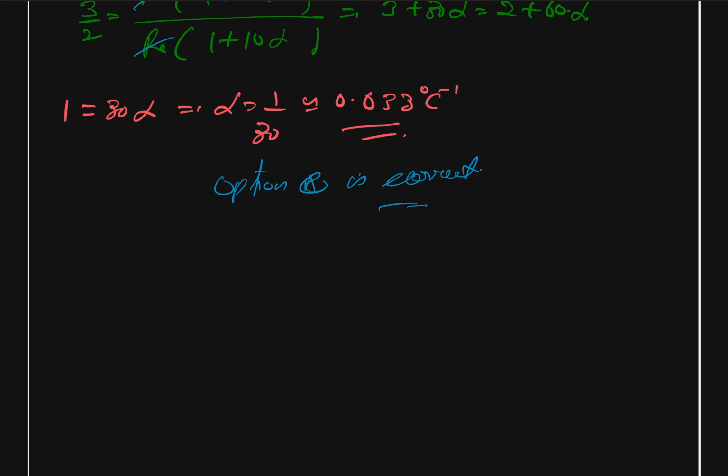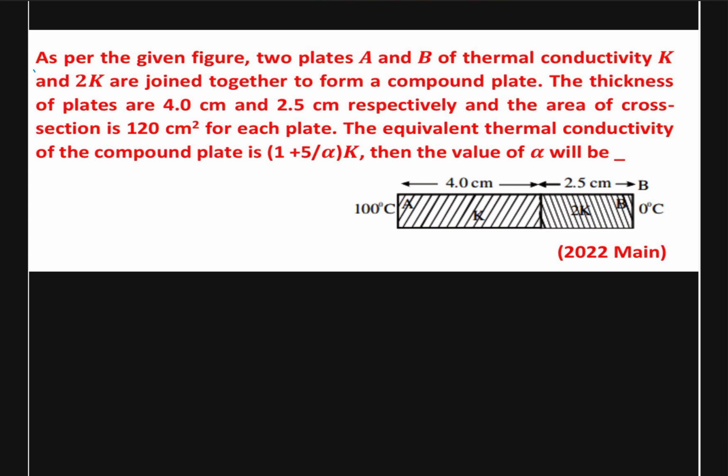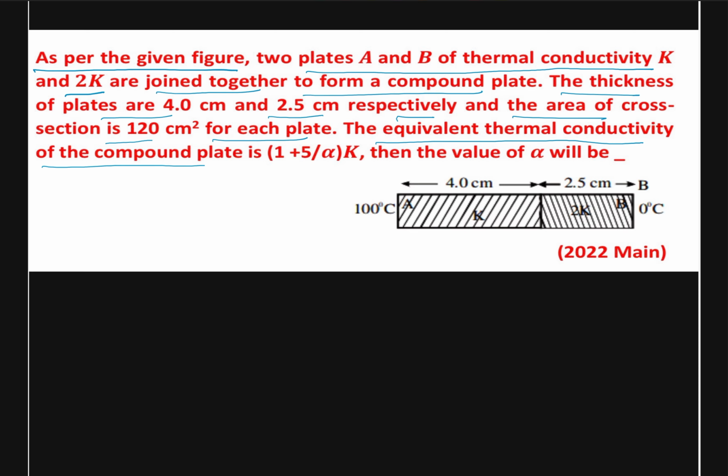Next question. It states that as per given figure, two plates A and B of thermal conductivity K and 2K are joined together to form a compound plate. The thickness of the plates is 4 cm and 2.5 cm respectively. The area of cross section is 120 cm square of each plate. The equivalent thermal conductivity of the compound plate is 1 plus 5 upon alpha times K. Then the value of alpha is.